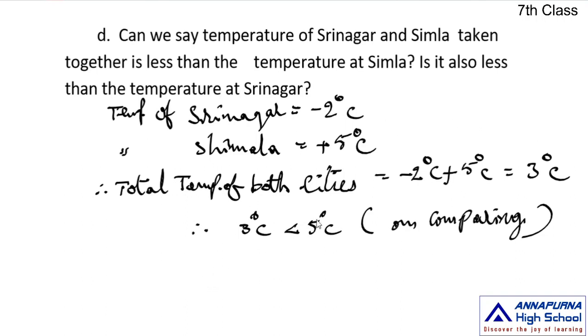Here it shows plus 3 degrees centigrade. It shows the temperature of both cities. Is this 3 degrees also less than the temperature of Srinagar? And what is the temperature of Srinagar? Temperature of Srinagar is minus 2 degrees centigrade. Now here also, on comparing 3 degrees centigrade and minus 2 degrees centigrade.